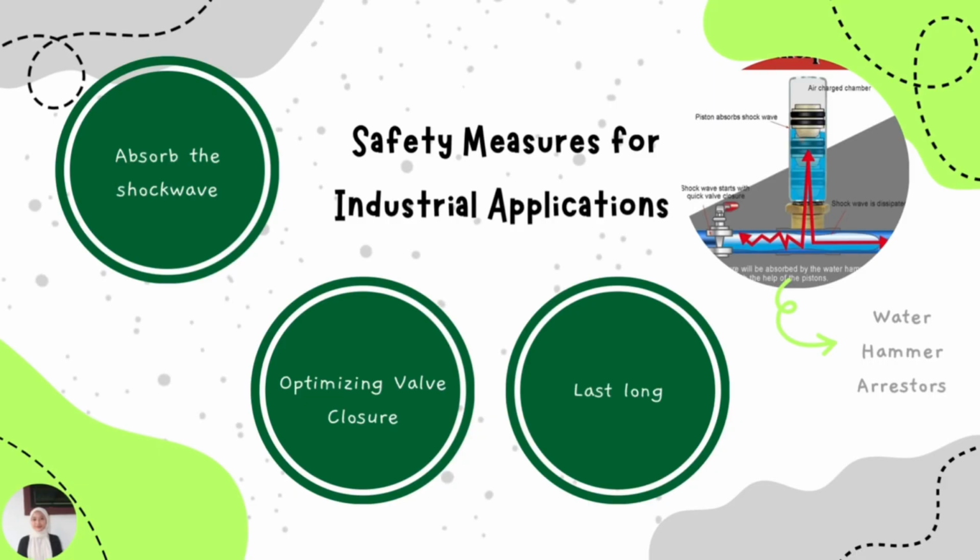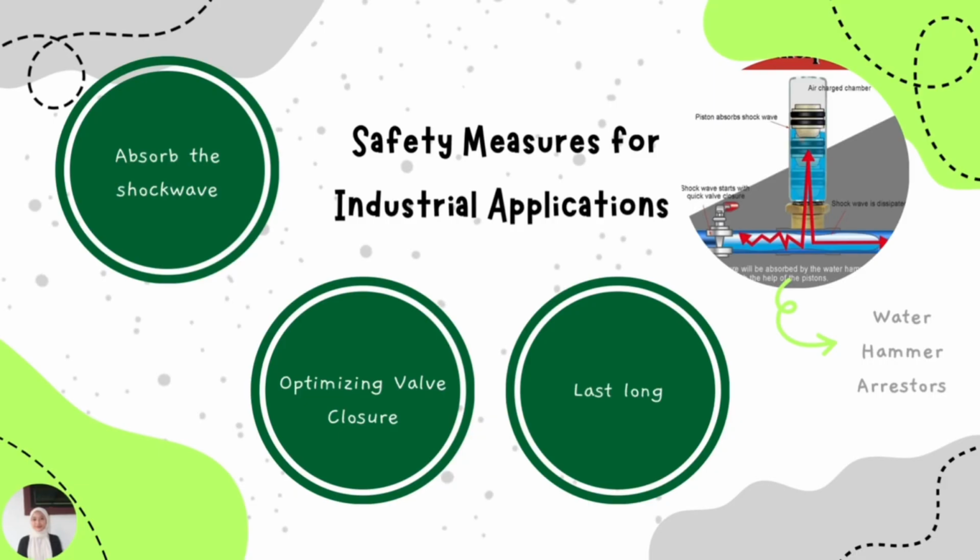So the next one is optimizing valve closure. The image emphasizes the importance of regulating valve closure speed. When the valves are shut too quickly, the water momentum slams against the closed valve, creating the water hammer effect. By optimizing how valve close, pressure surge are minimized, ensuring smoother operation.